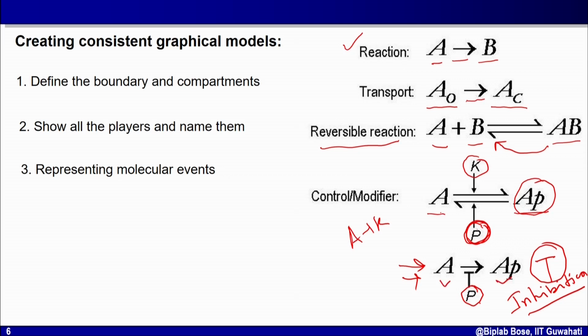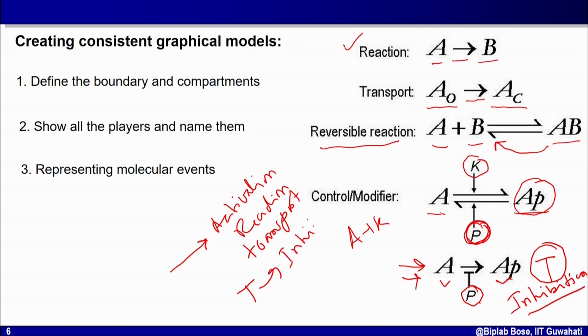So in brief, you use an arrow to represent activation or a reaction or transport, whereas you use a hammerhead to represent inhibition. We are drawing these unit processes. We will club these unit processes, like a reaction, reversible reaction, inhibition, control by enzymes, to create a larger map of a particular process. Let us see that example.